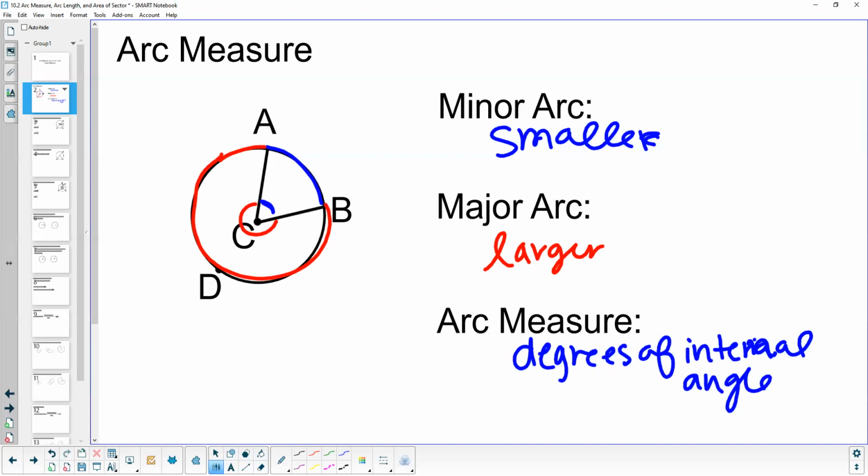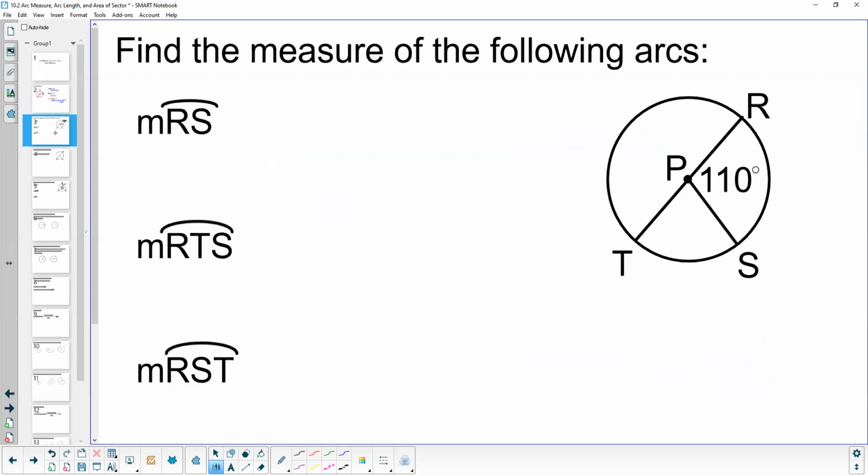So that is our major versus our minor arcs. Now, depending on what we're trying to find when it comes to dealing with arc measure, we might be asked to find one or the other, but to find them is going to be exactly the same. So let's take a second to figure out what the measure of the following arcs are. In this case, we want to figure out what the measure of RS is. Well, RS here is going to be this arc here. Now, the measure of an arc is exactly the same as the measure of the angle on the inside. So RS is going to be the same as that angle RPS, which is 110 degrees.